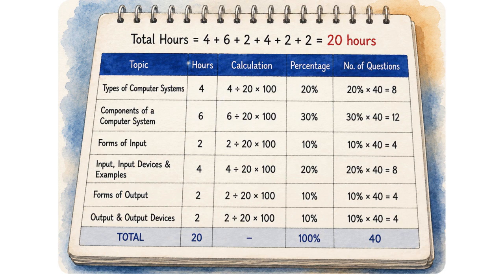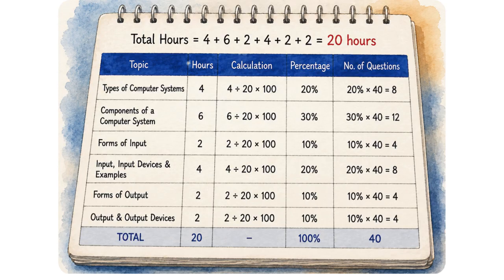Components of a computer system has a weighting of 30%. 30% of 40 equals 12 questions. The same calculation is performed for all remaining topics. After completing the calculations, we can see the final distribution of questions.